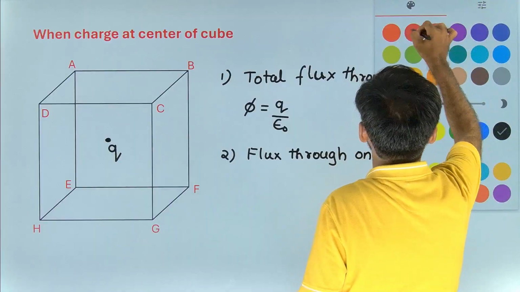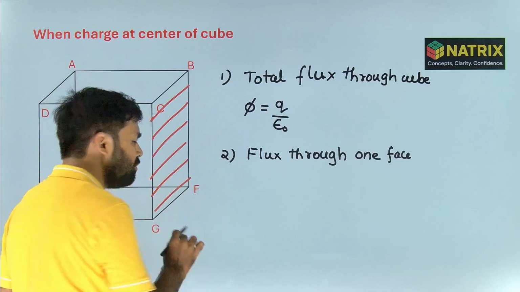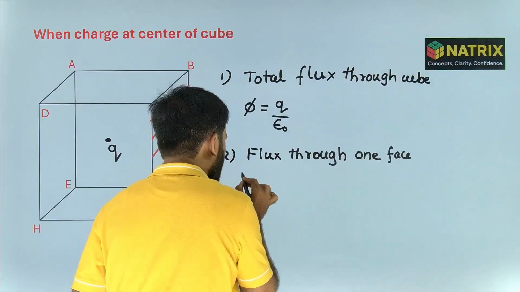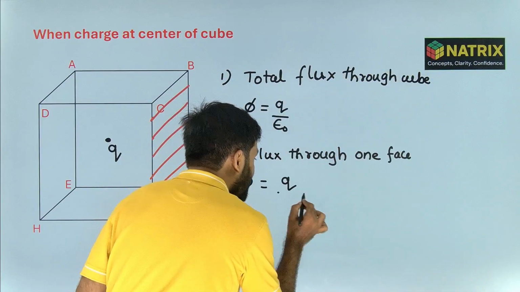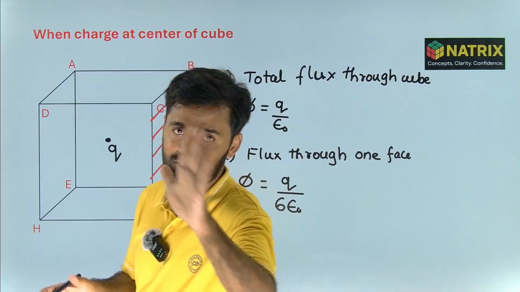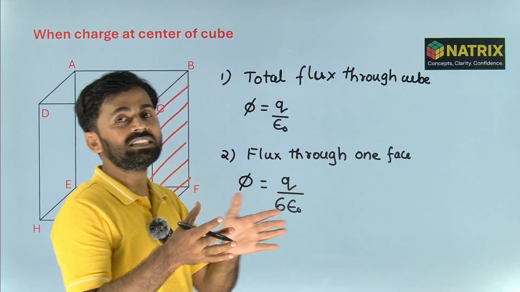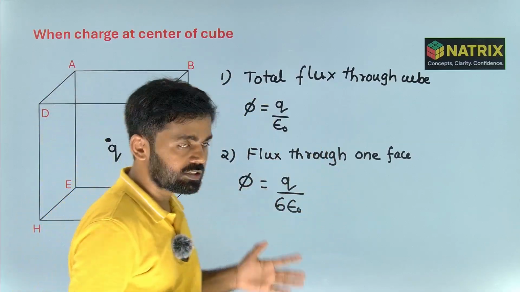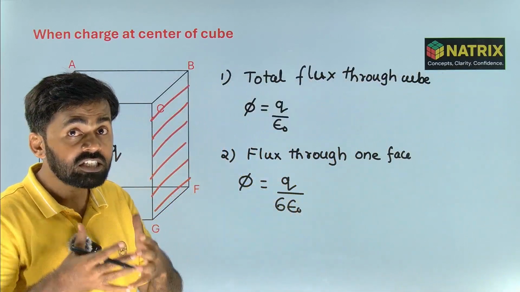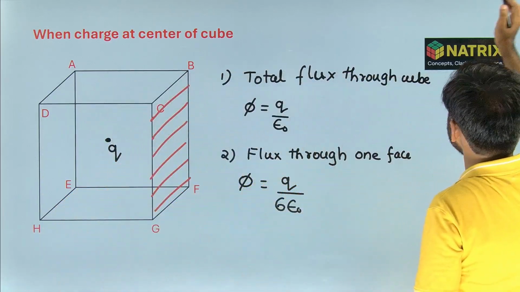Say, for example, I want flux through this face. If you want flux through one particular face, the flux through each face can be given as flux equals Q by 6 epsilon naught. Why divided by 6? Because there are 6 faces, so the flux divides into 6 equal parts. So flux becomes Q by 6 epsilon naught. These are the two different categories of questions they may ask you when the charge is placed inside the cube.